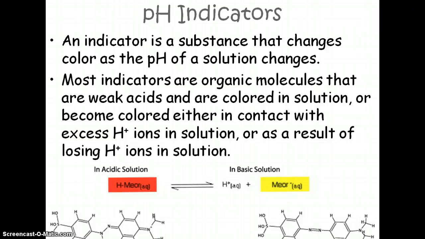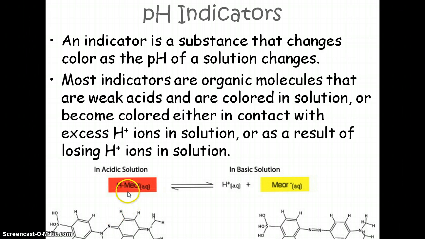Indicators are a substance that changes color as the pH of a solution changes. Most indicators are organic molecules, meaning they consist of carbon atoms, and they are considered weak acids that have a color when in solution. Now they either become colored when they have excess H plus ions or when they lose H plus ions. So here's an example.